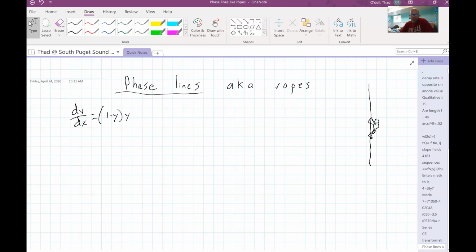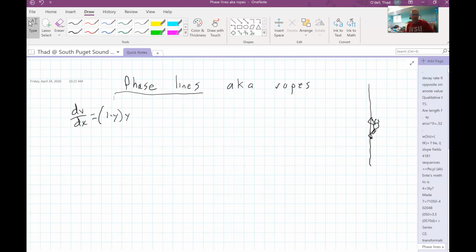Now, one thing to point out is that we only can use phase lines with autonomous differential equations. Which, remember, autonomous differential equation means that the derivative is defined in terms of only the dependent variable. So like in this case we have dy/dx is equal to (1 minus y) times y. Notice there's no x involved in the defining of the derivative. So that is an autonomous equation, and that enables us to use phase lines.